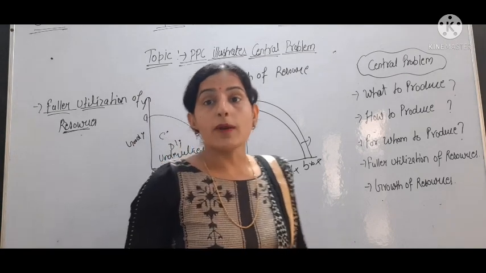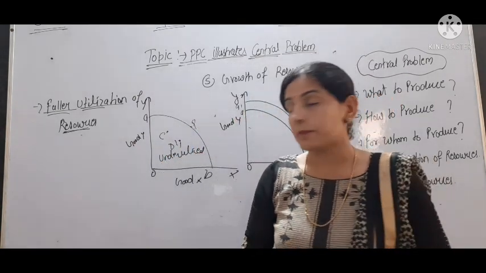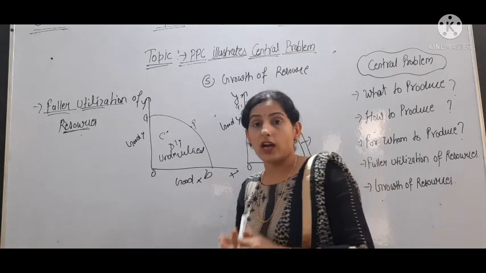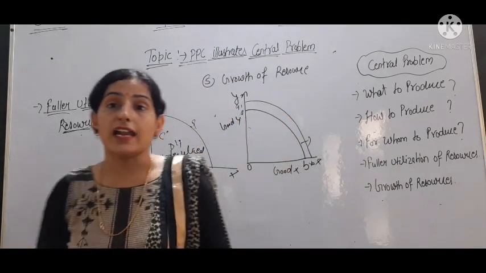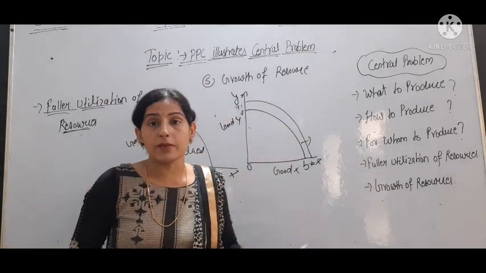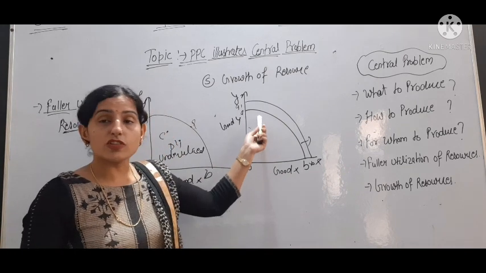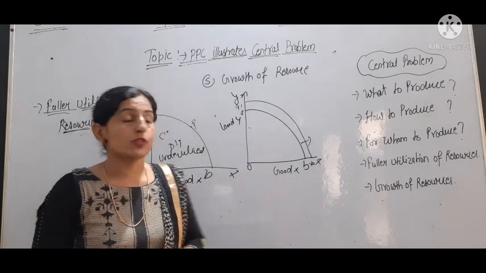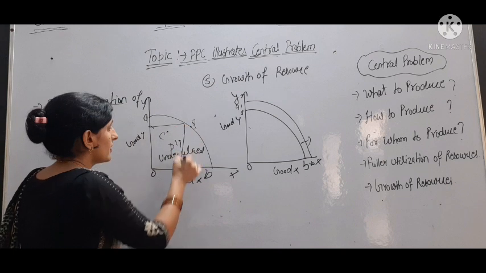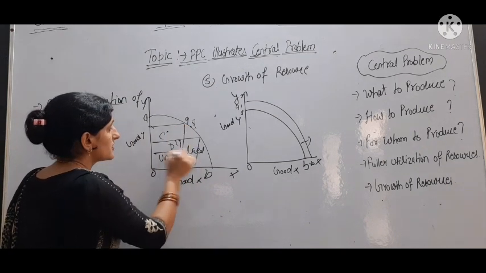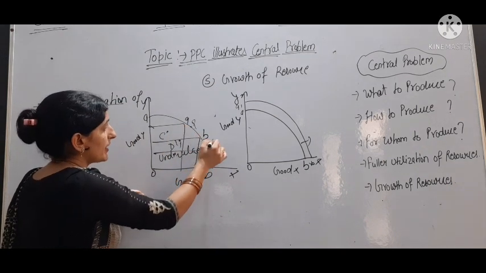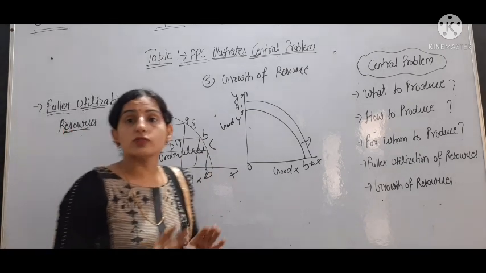The problem of the economy with the help of the PPC. First, we have discussed what to produce. It means any combination of goods on the PPC can be produced, like combination A, B, C. So the producer can take any combination to produce the goods.